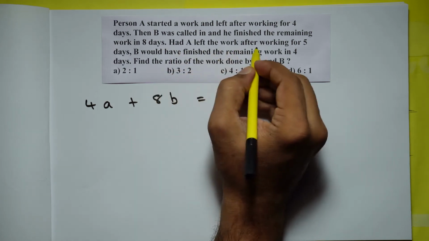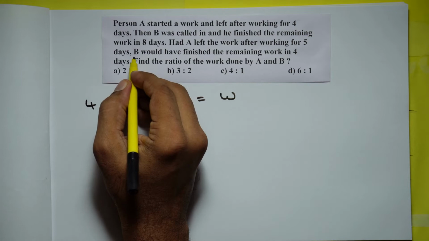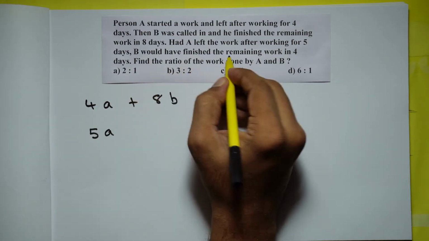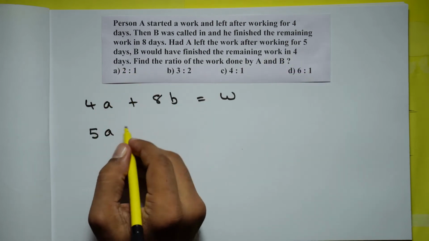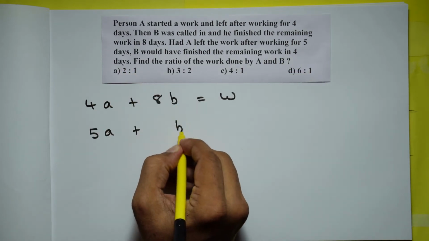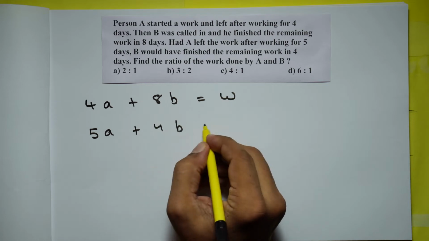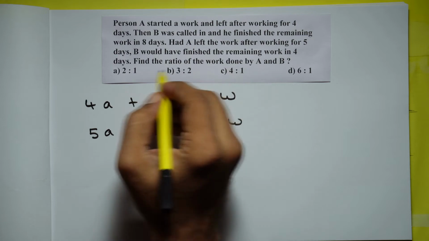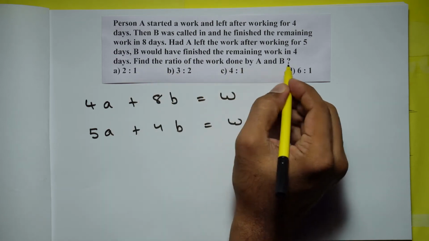Had A left the work after working for 5 days, if A had worked for 5 days, B would have finished the remaining work in 4 days. So remaining work would have been done by B in 4 days. So like this also the whole work can be completed. Now the question is, find the ratio of the work done by A and B.